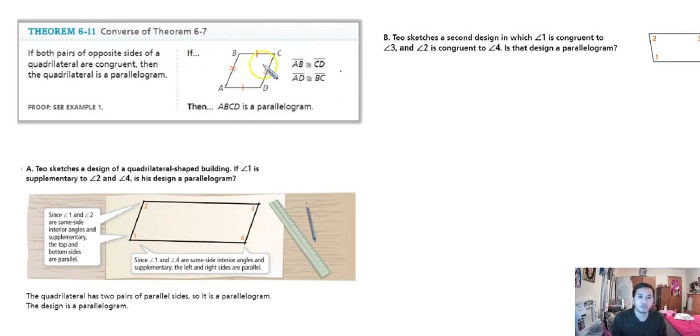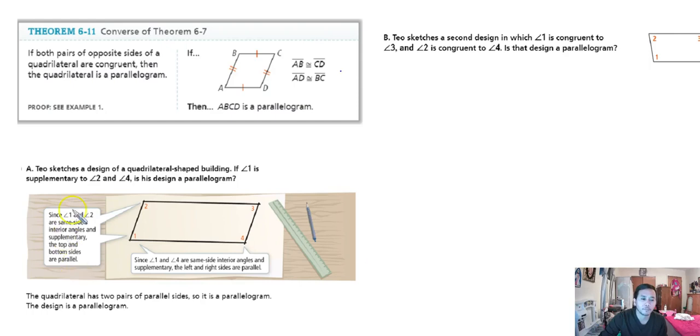So if AB is congruent to CD, and AD is congruent to BC, then this given quadrilateral ABCD is an example of a parallelogram. Now let's take a look at this example here.